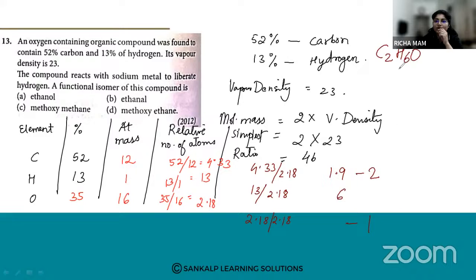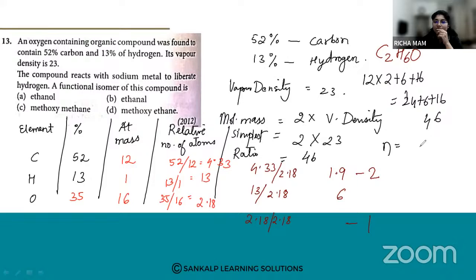C2H6O. So calculate the empirical formula mass. 12 into 2 plus 6 plus 16. How much is it? 24 plus 6 plus 16. Okay. So it is 46. Okay. Now we have to calculate n.